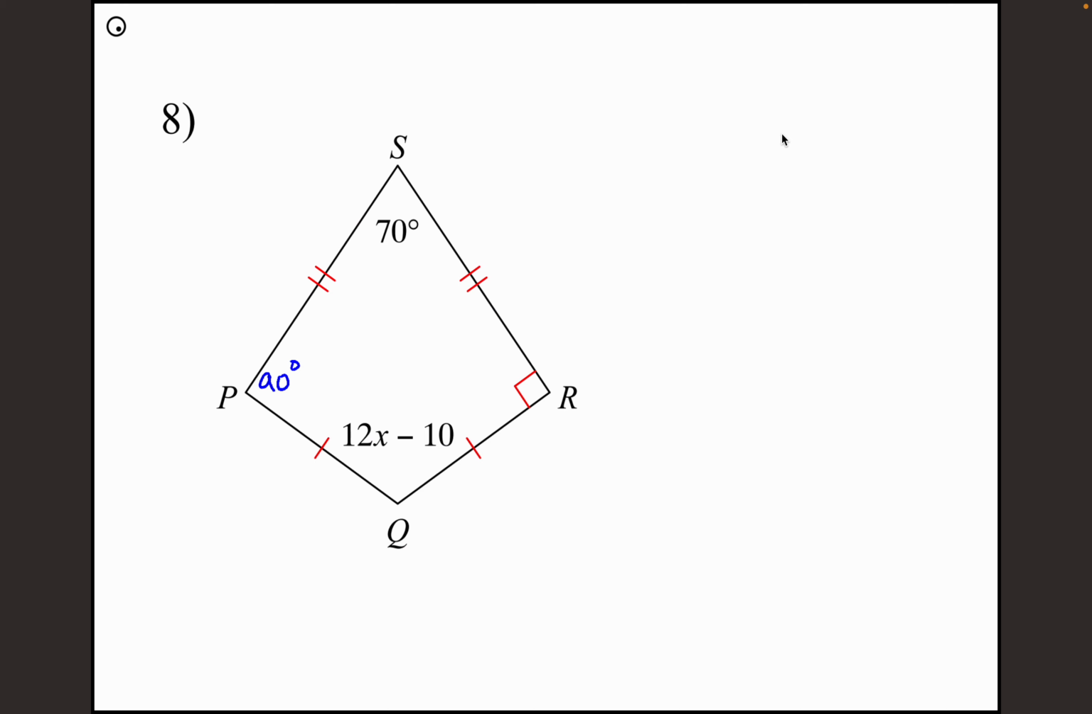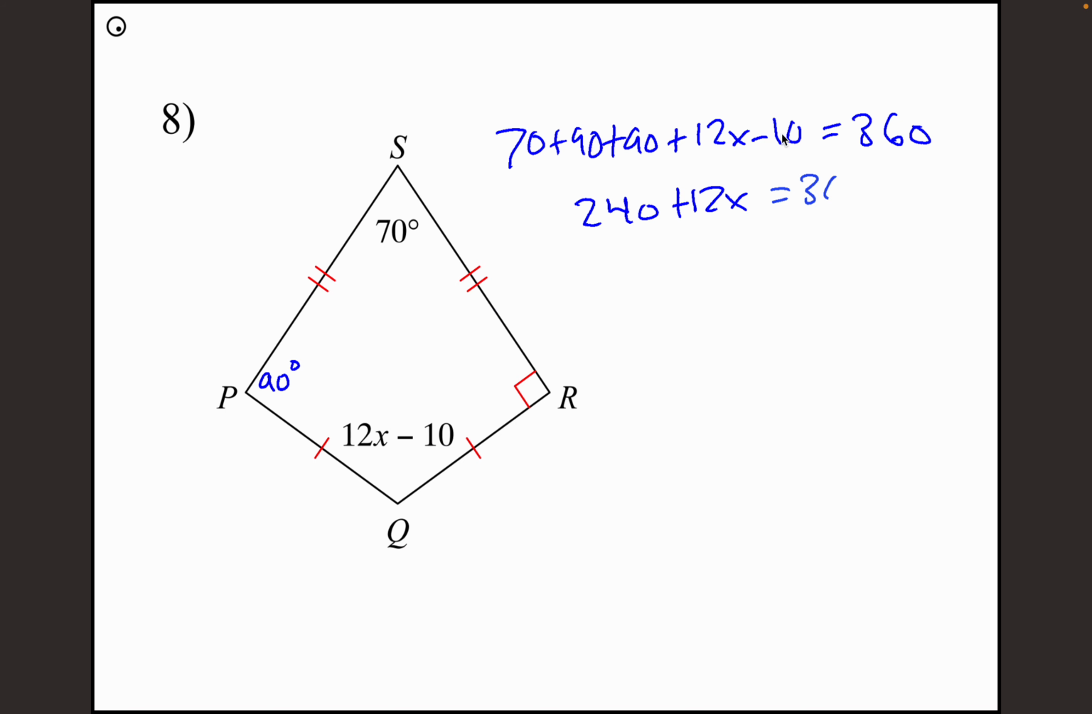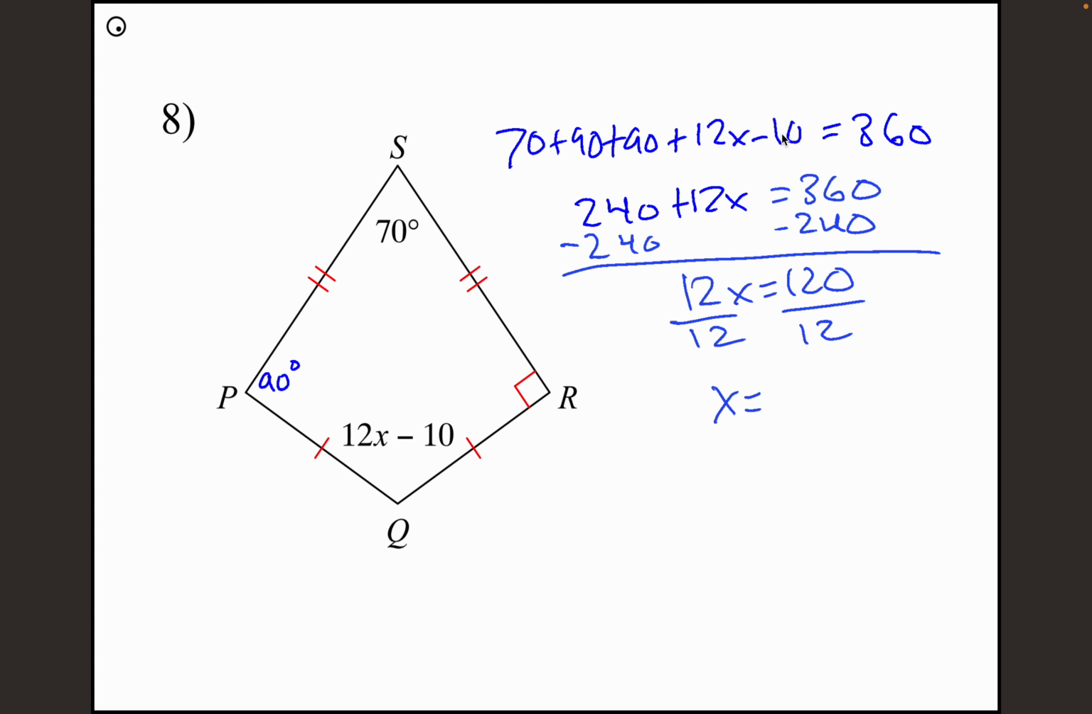So now that we have all the angles, what do we do in order to solve? We do 70 plus 90 plus 90, and equal that to 360. Okay, so if I add all those numbers together, what do I get? 240 plus 12x equals 360. I'm going to subtract 240, divide by 12, x equals 10.